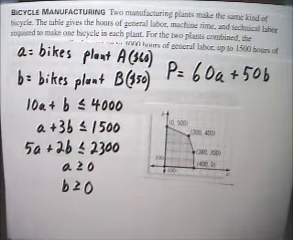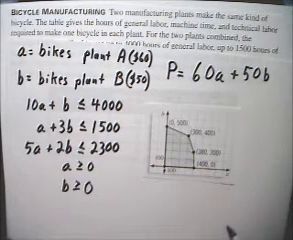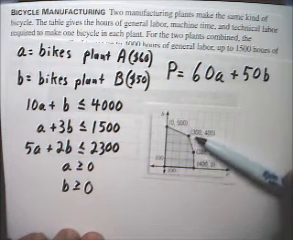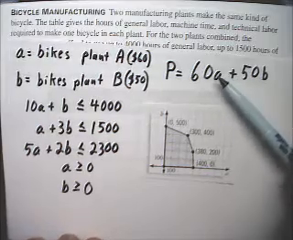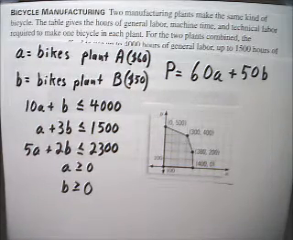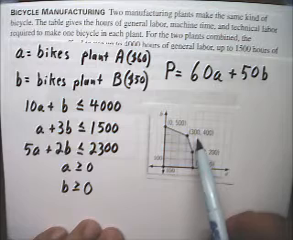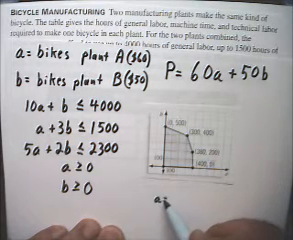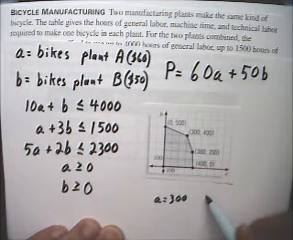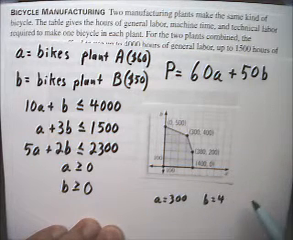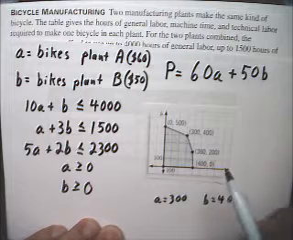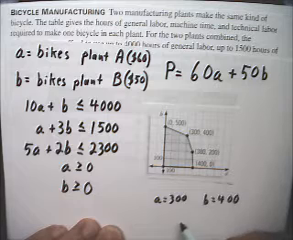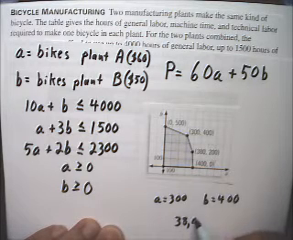So when you plug all of these in and work everything out, plugging these values for A and B into the objective function, it works out that this point right here, A equals 300 and B equals 400. That's where the maximum occurs. The profit there is $38,000.